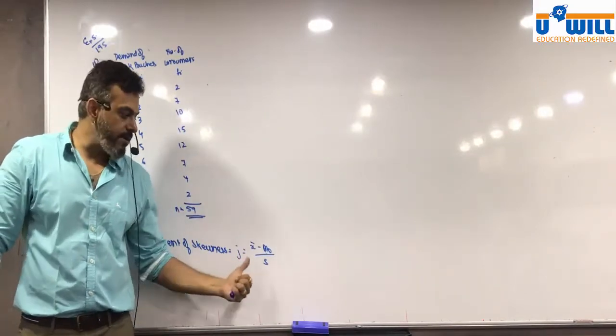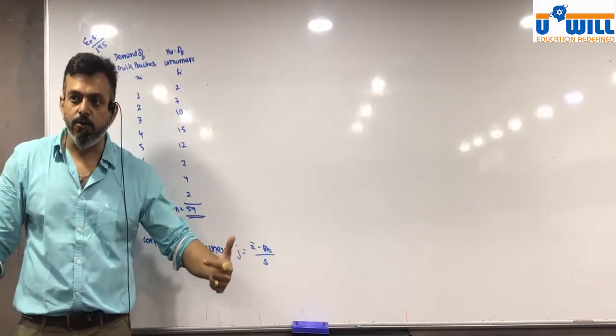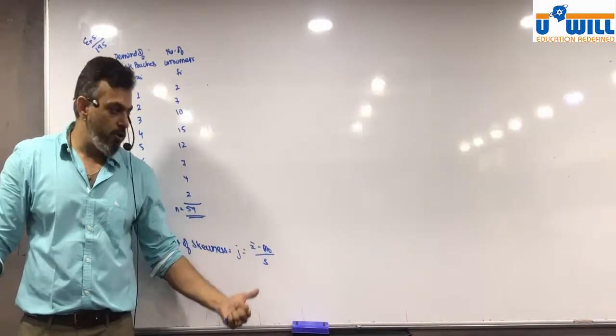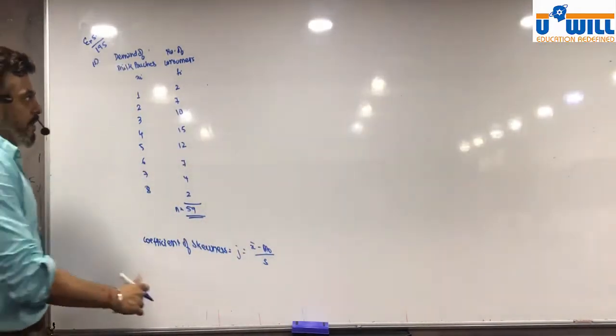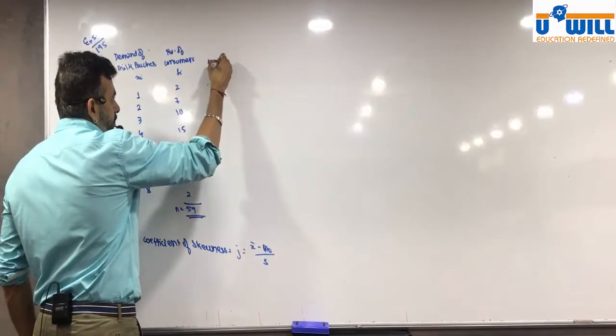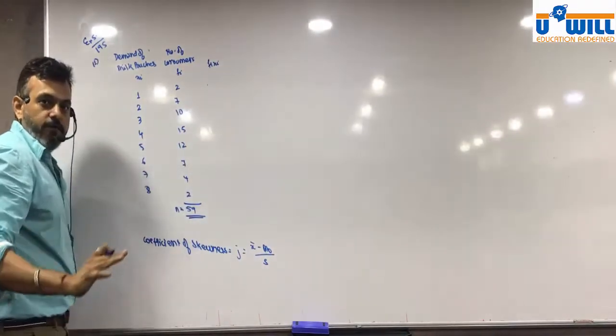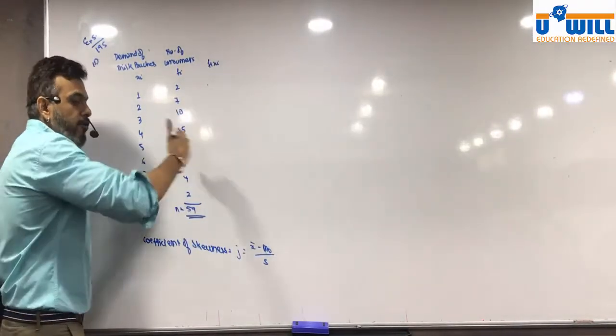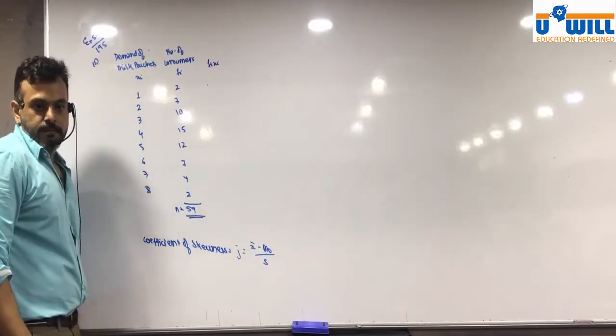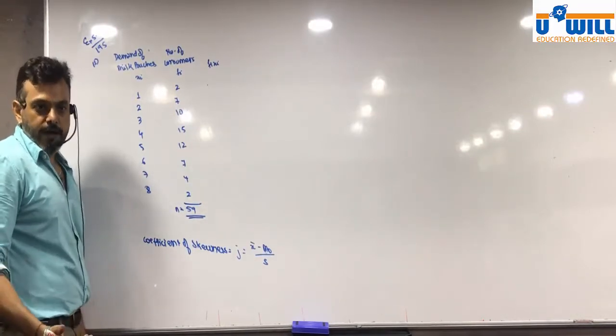What's the formula for standard deviation? Sigma xi minus x bar the whole square upon n the whole under root. Now let's first find out fi xi. Or another way of doing it is you can directly go for shortcut method. So it will be done in one go.